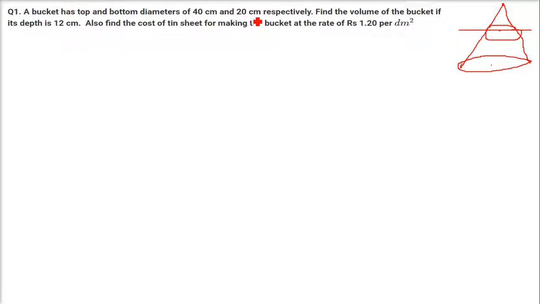A bucket has top and bottom diameters of this much. So the bucket will be of this form. The top and bottom diameters are given, because this is also a circle, this is also a circle. And one more thing about the bucket: in all the questions with a bucket, we need to understand that one part will be open, the other part will be closed. Here the diameter is given as 40, so the radius will be 20. Here the diameter is 20, so the radius will be 10.